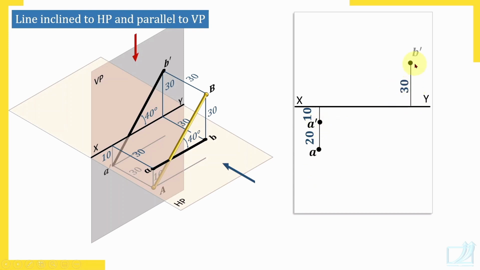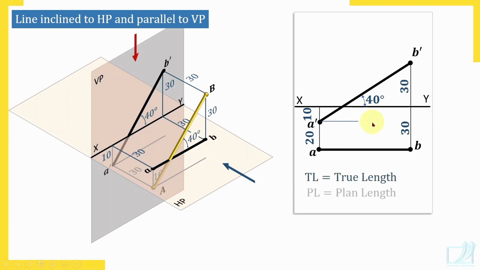Point B is 30 millimeters above HP. So B dash. And point B is 30 millimeters in front of VP. So in front of XY line, here it is point B. Now join AB, that is top view of line AB, and join A dash B dash, that is front view of line AB. So this front view of line AB is here, and this top view of line AB is here. So inclination of line with XY line or with any horizontal line on the paper will be the same inclination, and that is 40 degrees. And this is true length of the line and the plan length of the line is here.